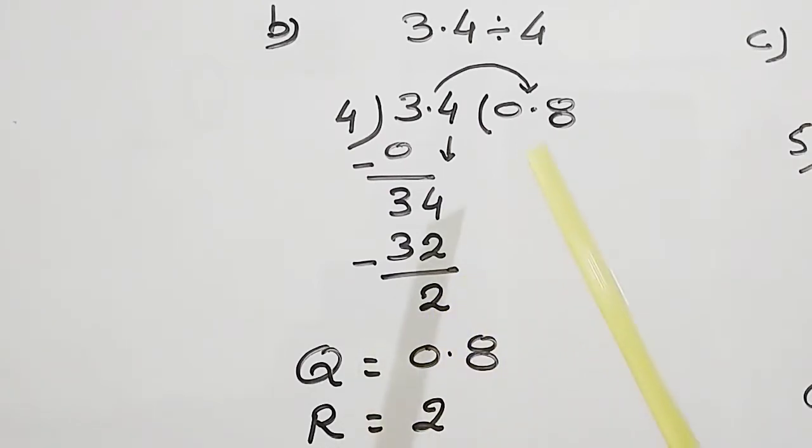So quotient is 0.8 and 2 is the remainder.